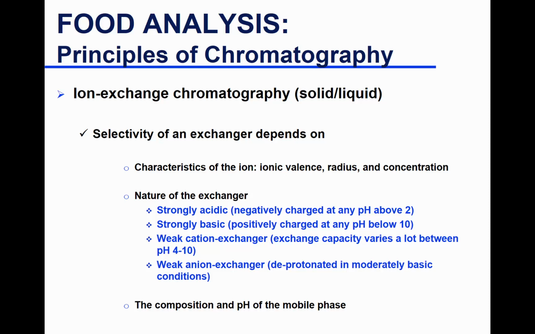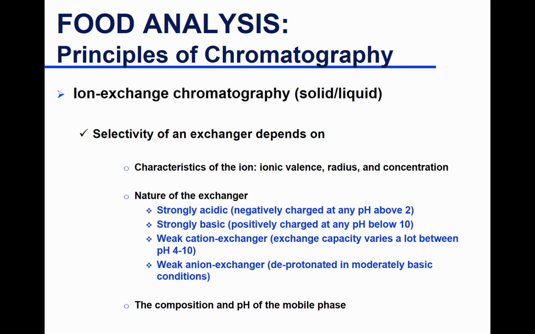So the nature of the exchanger, we talked about strong acid and strong base and weak acid and weak base. So when you have a strong acid, that means it will remain dissociated no matter what the pH is. It will remain negatively charged. Even if you decrease the pH so much that you are giving a lot of protons, it's still going to be acidic. So it stays negatively charged at any pH above 2.